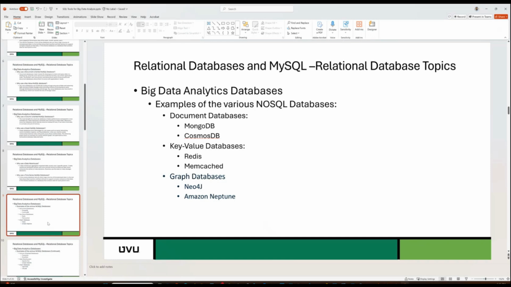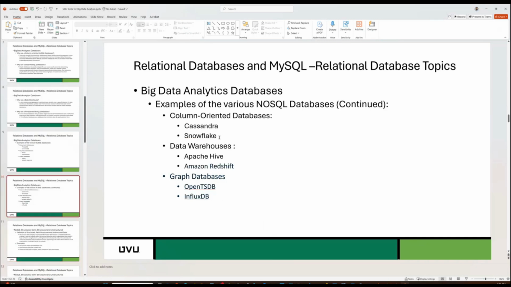So let me name some of the different types of databases. You have MongoDB and Cosmos DB. I've worked with both of those. Cosmos DB is an Azure-based database. Interesting, has some cool things to it. Mongo I've used quite a bit as well. I've used Redis. Memcached, I've never used that. Neo4j is one of the things I teach. Amazon Neptune, I've never used that one either. Columnar-based databases, Cassandra and Snowflake. Data warehouses like Hive and Redshift. Redshift's a cool product. I used to work on that. That's an Amazon product. I used to support that.